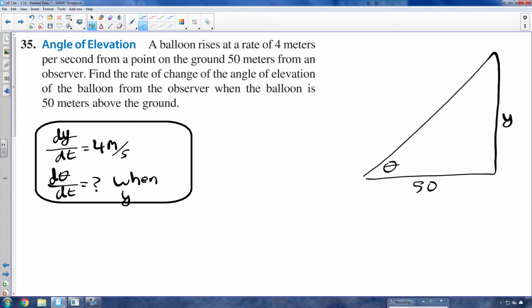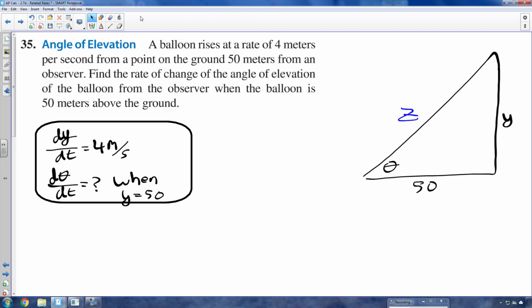Find the rate of change of the angle of elevation. dθ/dt is what we need, at a certain time, when y equals 50. When y equals 50. This is actually a much more reasonable problem. We can use Pythagorean theorem to find z if you want, but you're definitely going to need to use a trig equation with the theta here. So regardless of how the last question went, because I think the last question is a little harder than this one, try this question. Mimic what we did in the previous question on this video. I think you'll find it a little bit easier.